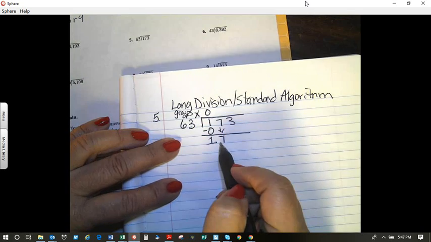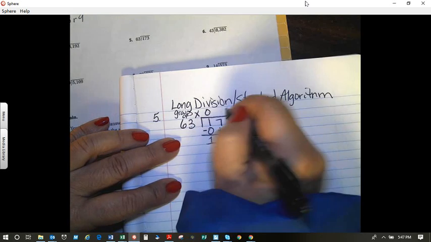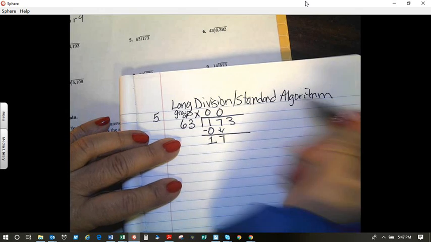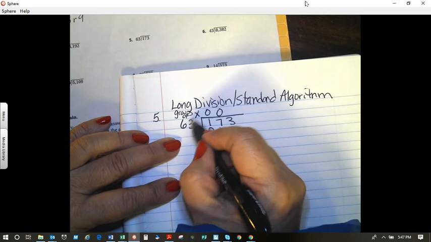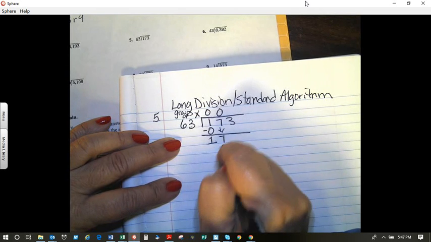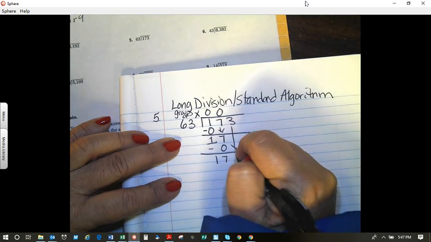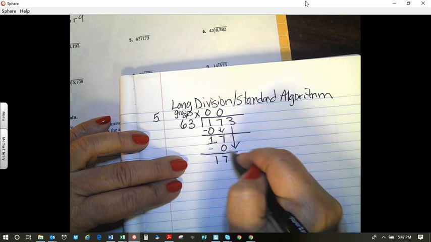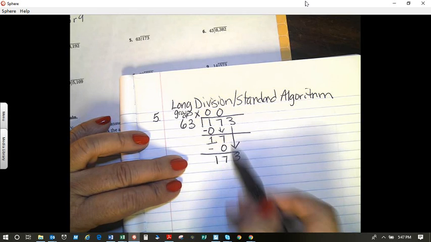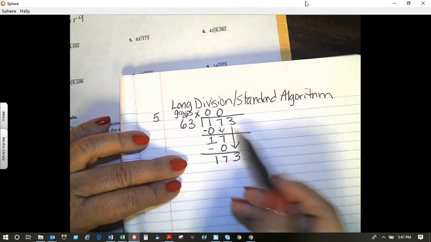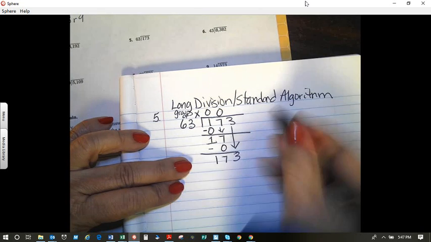63, how many groups of 63 goes into 17? The answer is 0. 17 is too small. It has to be equal to or greater than my divisor. 0 times 63 equals 0. Bring down my 17 and subtract that out. And now I bring down my 3, so now I have 173, which is what I started off before, and that's okay. So now, how many groups, again, of 63 will go into 173?